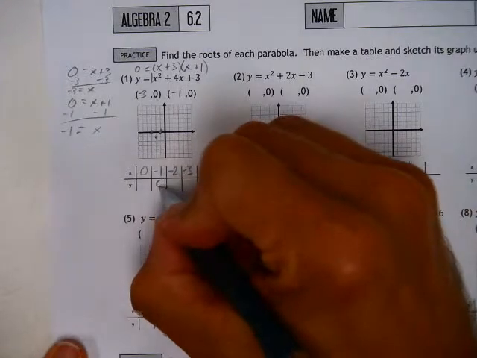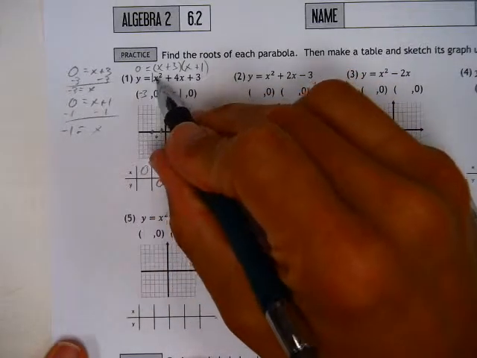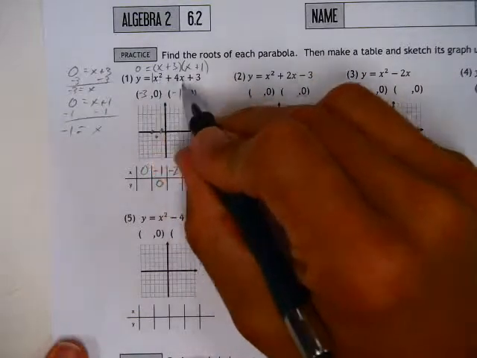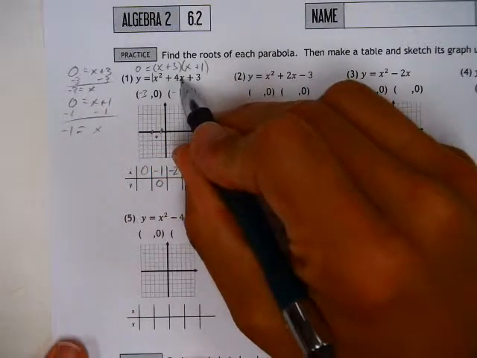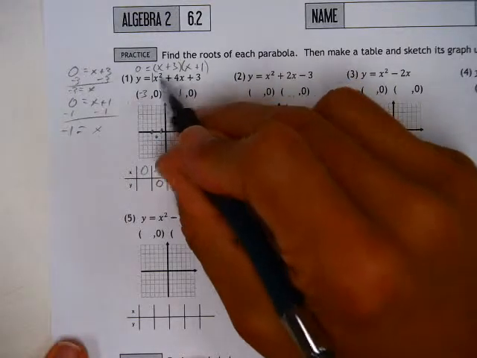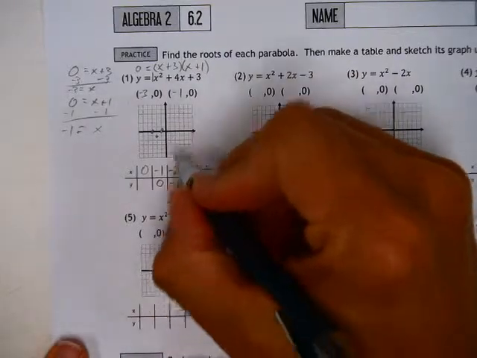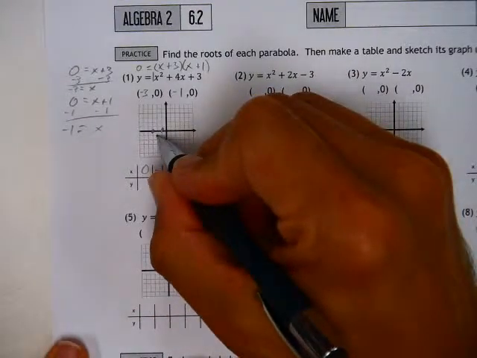By the way, there's a 0 here and a 0 there. If I plug in a negative 2 here, negative 2 squared is 4. Negative 2 times 4 is negative 8. So I've got 4 minus 8 plus 3. 4 minus 8 is negative 4, plus 3 is a negative 1. There's that negative 1, so there's that point, negative 2, negative 1.